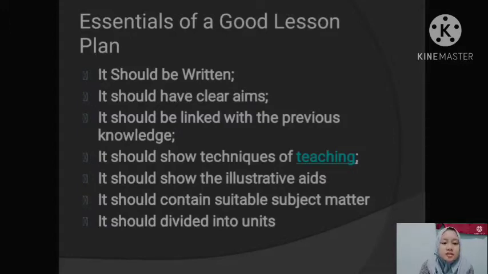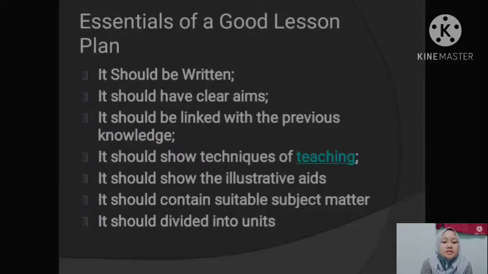And the third is it should be linked with the previous knowledge. The plan should not let the lesson remain an isolated one. It should have its basis in the background of the class. It should grow out of what the pupils have already learned.